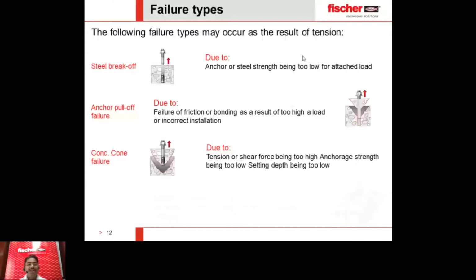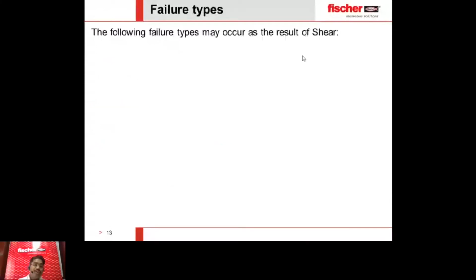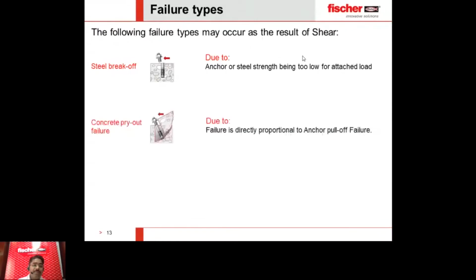Now, what are the failure types for shear? This is very basic. We are going to discuss more deeply how we can find the solution for these problems. So let's discuss a little bit about it. There is steel failure again. If the diameter is smaller than the required diameter, then the steel fails.